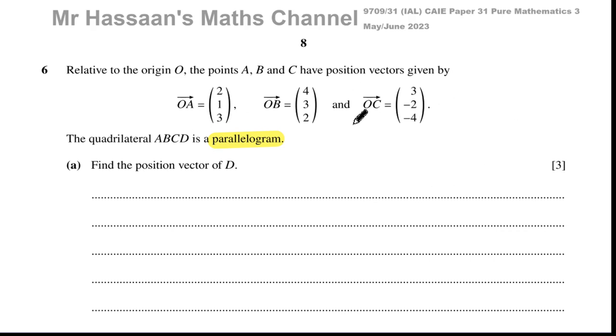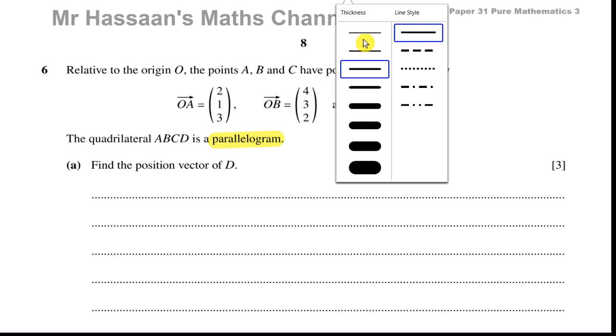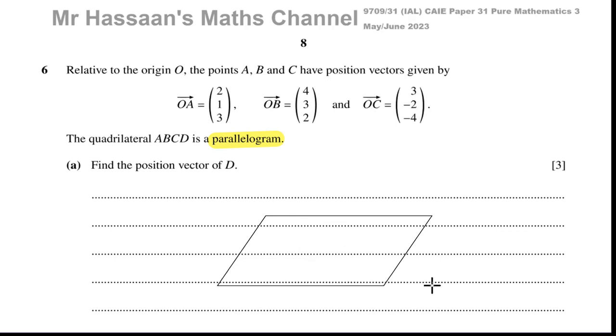As we have a three-dimensional vector system here, to actually make an accurate sketch of this is not very easy at all. It's kind of impossible. So I'm just going to draw any old parallelogram, and I'm going to call the corners A, B, C, and D in a particular way, which I'll explain.